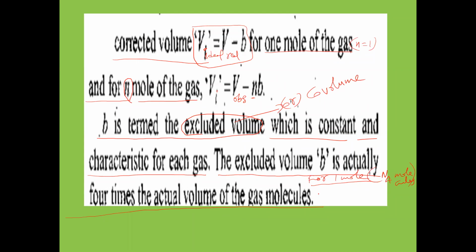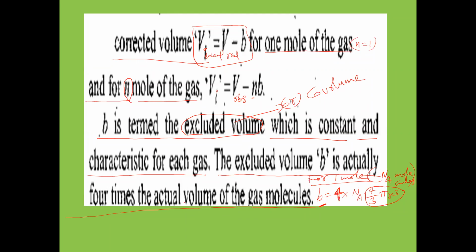For 1 mole of gas, b is equal to 4 times the total volume of gas molecules. Each gas molecule volume is 4 by 3 pi r cube. One gas molecule volume is 4 by 3 pi r cube, into how many molecules? Avogadro number of molecules in 1 mole. So Avogadro number of molecules, into each gas molecule volume 4 by 3 pi r cube, into 4 times, the total volume of 1 mole of gas molecules, is equal to b. So the excluded volume b is actually equal to what now here?